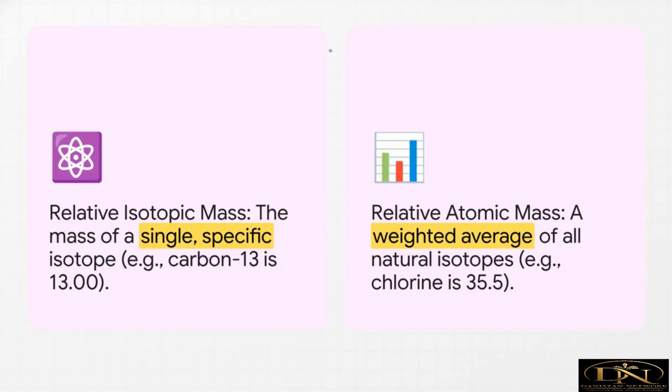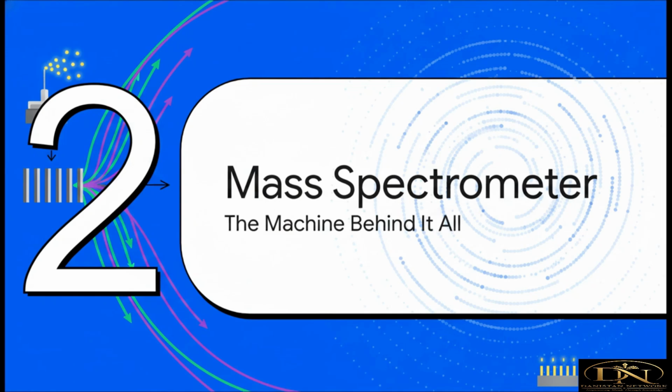Now that weighted average part is super important. Why? Because most elements in nature are actually a mix of different versions of themselves, called isotopes. Isotopes are just atoms of the same element with slightly different masses. The mass of one single specific isotope is its relative isotopic mass, but the number you see on the periodic table, that's the relative atomic mass, and it's the average of all the natural isotopes taking into account how common each one is. Chlorine is the classic example. You'll never find a single chlorine atom that weighs 35.5. It's just the average of the very common chlorine-35 and the less common chlorine-37. Kind of weird, right?